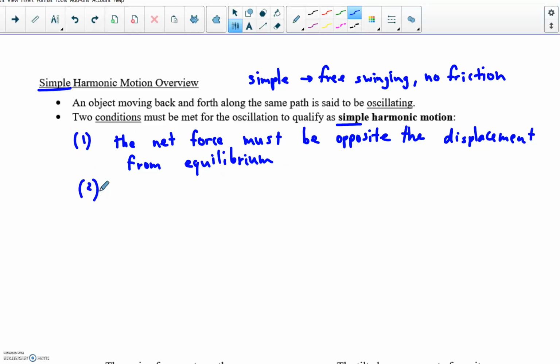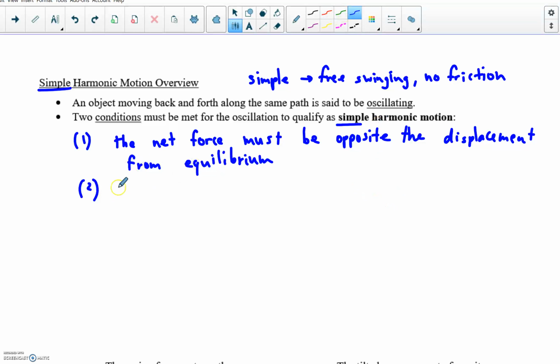What does that mean, by the way? All that means is, here's the pendulum. Let me make that straight down. If you pull it to the left, if you displace it to the left, the restoring force is in the opposite direction, back toward the center. If you displace it to the right, the restoring force is in the opposite direction, back toward the center.